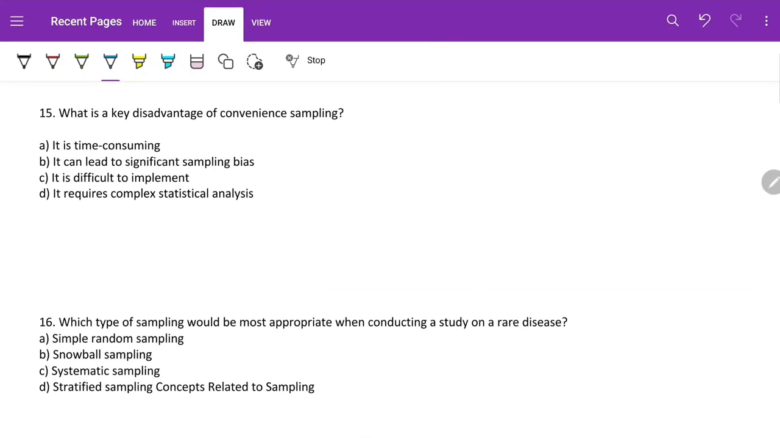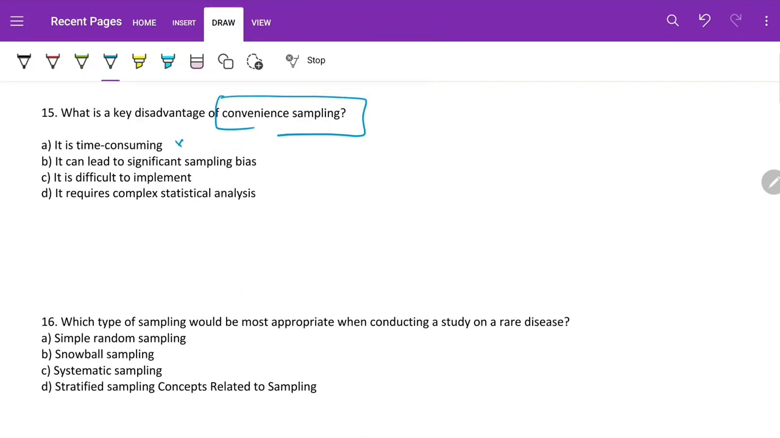What is the key advantage of convenience sampling? It is time consuming? No. It can lead to significant sampling bias. It is difficult to implement. What is the disadvantage of convenience sampling? We know that non-probability sampling, which is convenience sampling, is prone to bias. So it can lead to significant sampling bias.